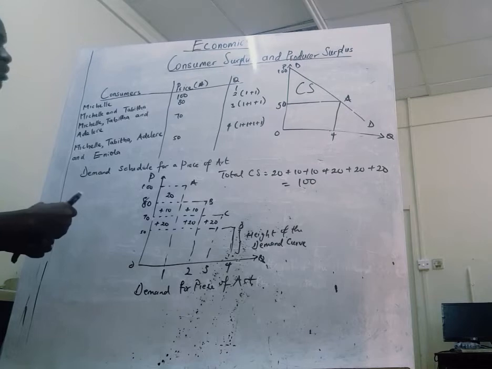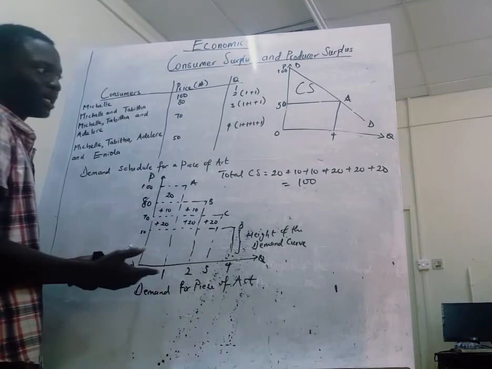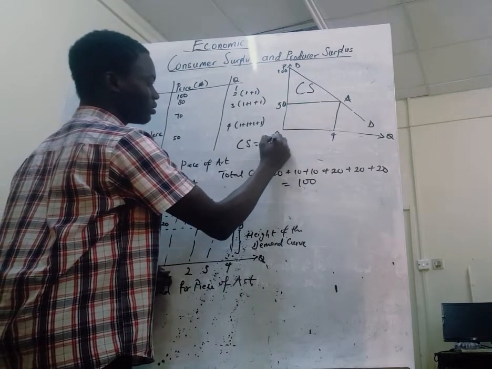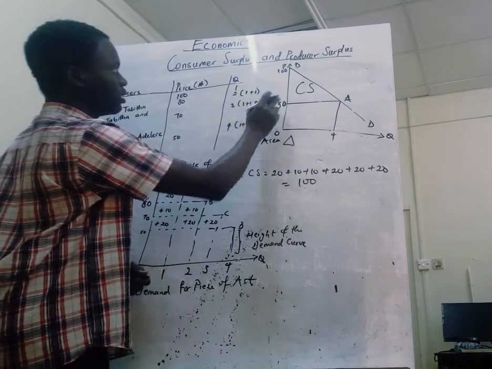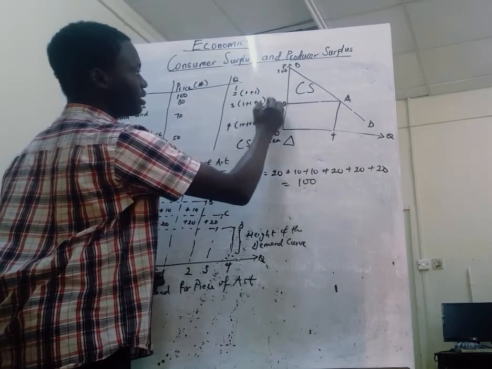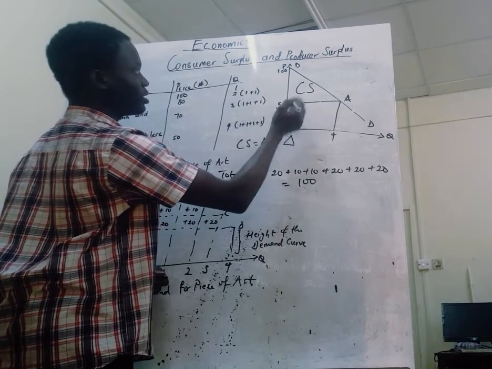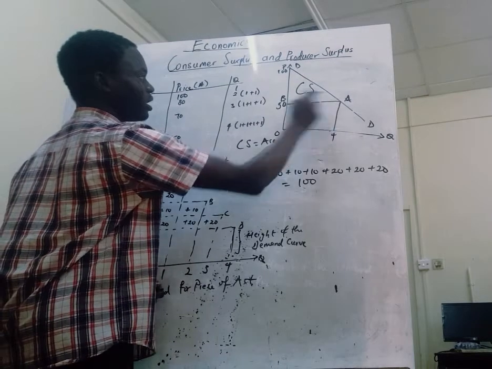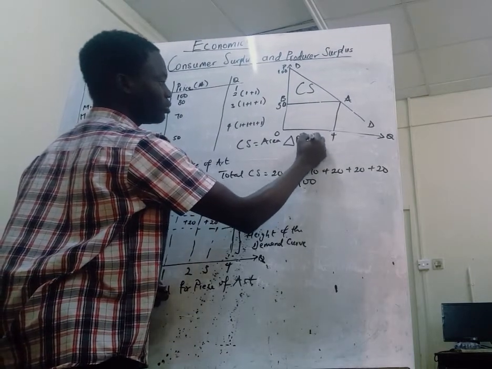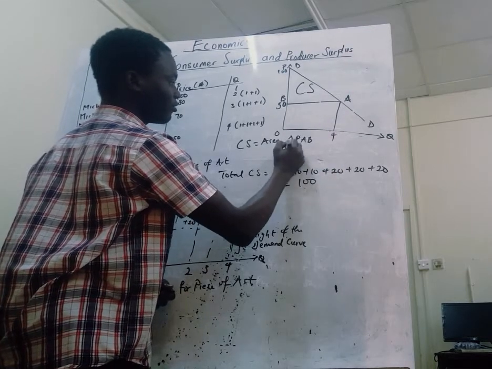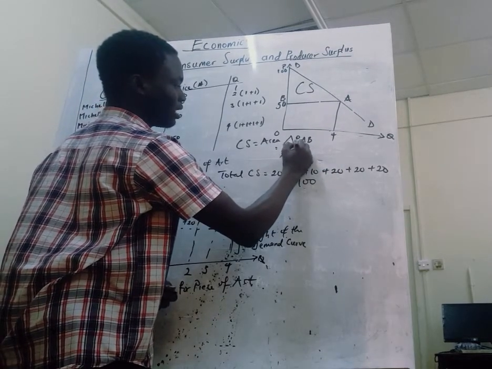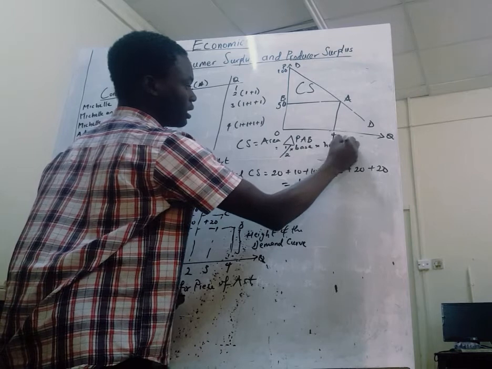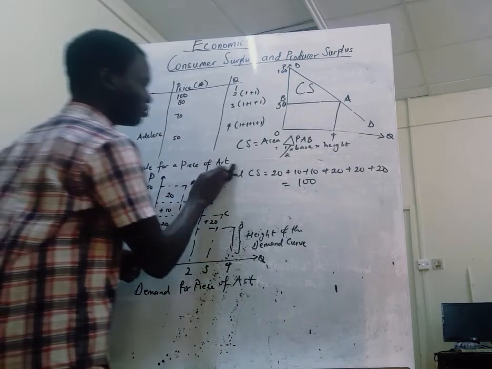Good. Now, there's a way to calculate the consumer surplus that is different from all of this, and we're going to get the same answer. Consumer surplus is simply the area of triangle PAB. Let me name this place point B. So the area of the triangle PAB, and the area of the triangle is half base times height.